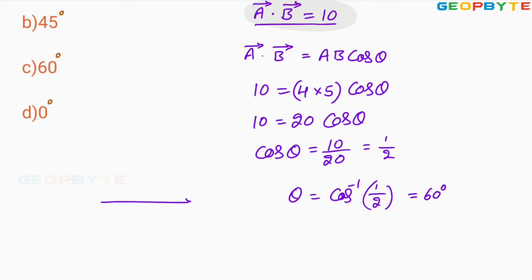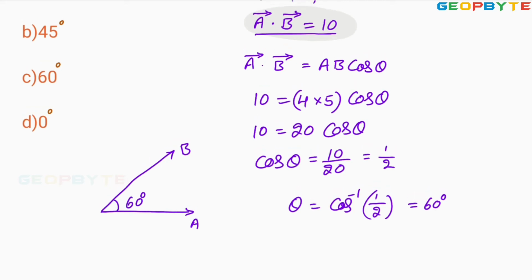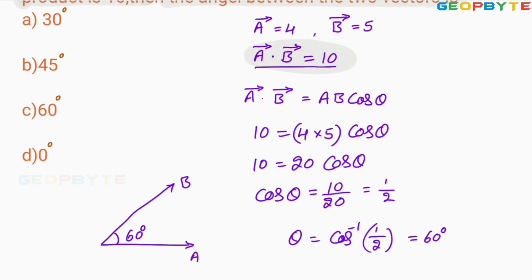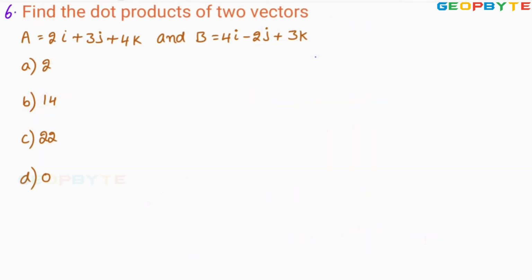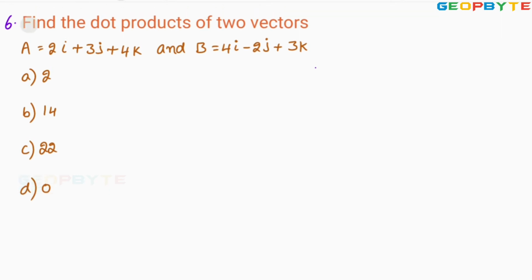Maybe like this. This may be the vector A, this may be the vector B. Angle between these two is 60 degrees. Look at the options. Option C is absolutely correct. I hope all of you understood clearly. Option C is absolutely correct. Let us go for the next problem. Look at the sixth problem. This is also an important problem.